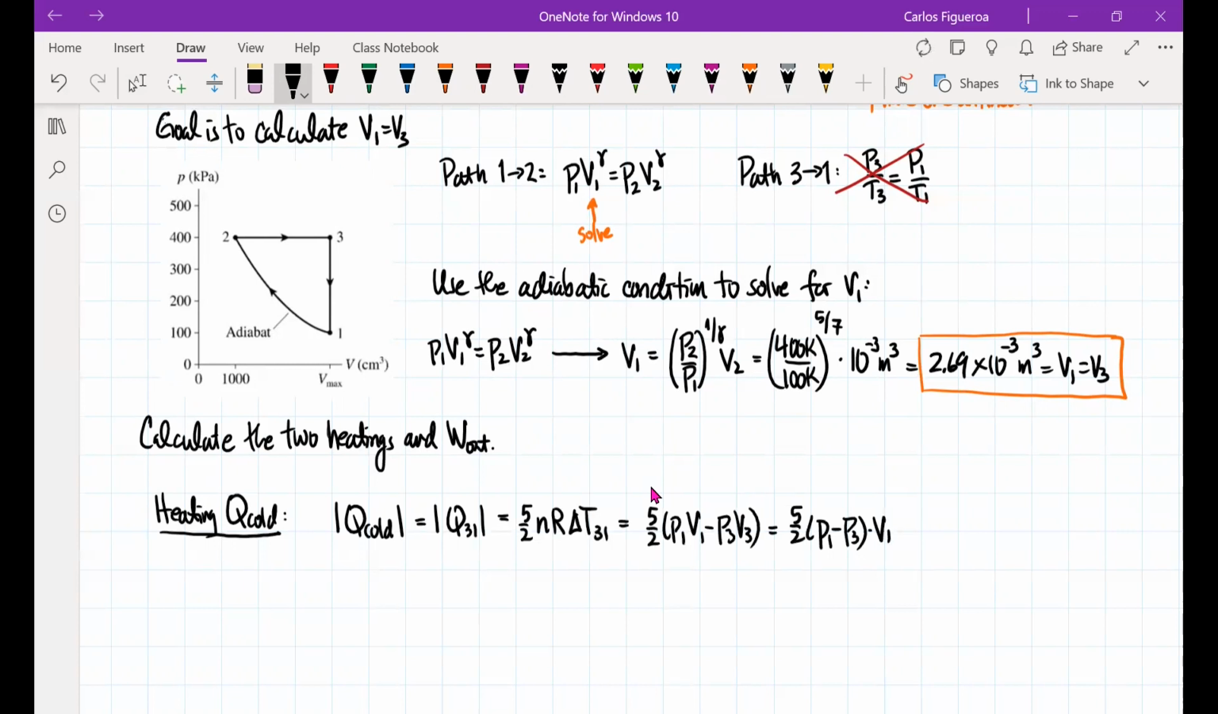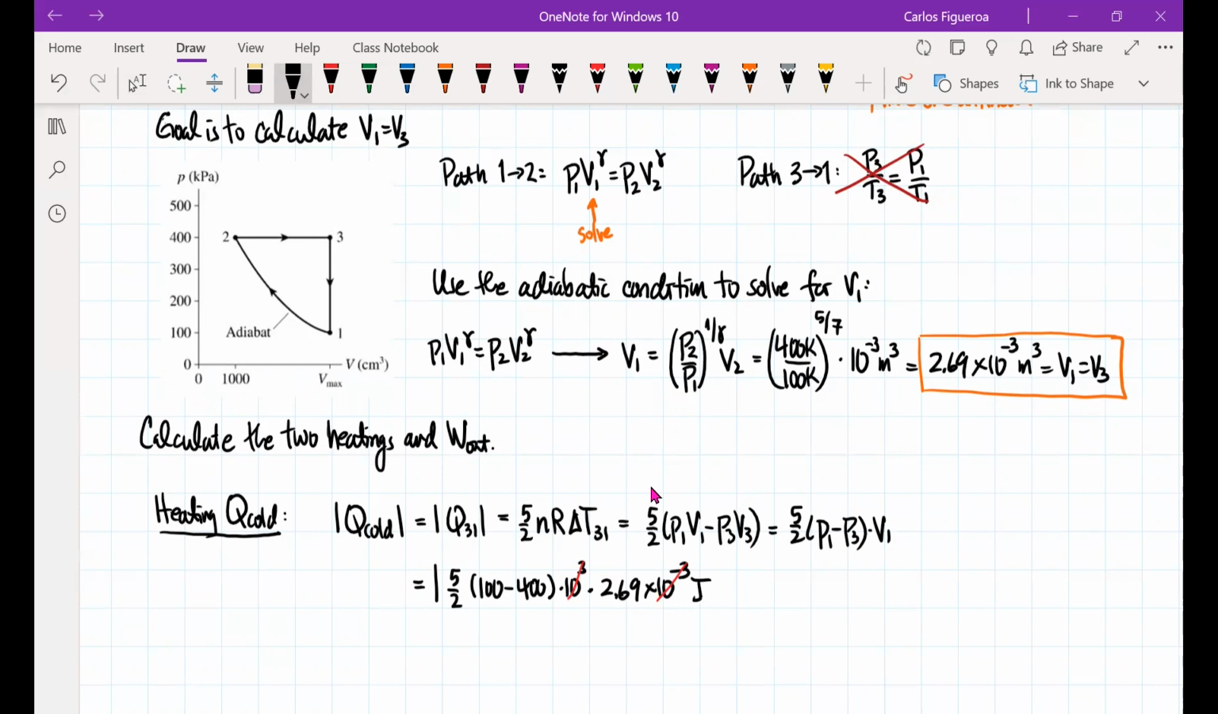Now, when I punch in numbers here, this is a negative quantity. So remember, I need the absolute value. So this is going to be 5/2, and then look what I'm going to get: 100 minus 400, and this will be times 10 to the 3. You could see there's my negative number right there. And then my volume is 2.69 times 10 to the minus 3. And look what happens to those minus 3s there. See that? That's positive. That's negative, so it goes to 1. And this will be in units of joules.